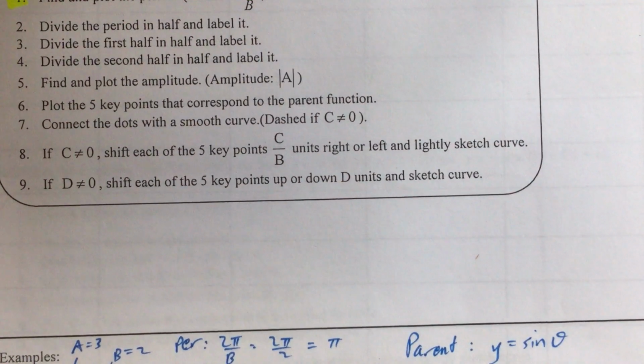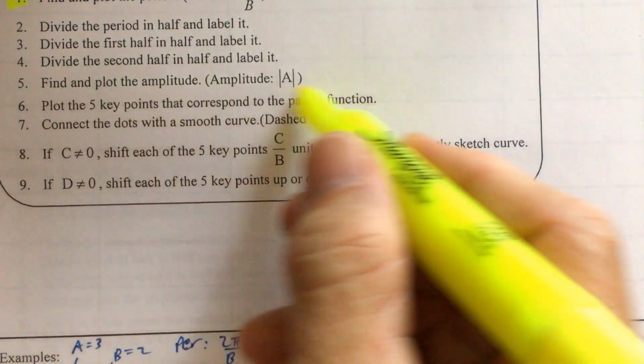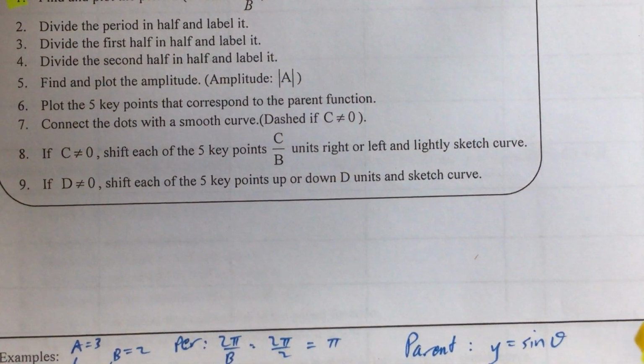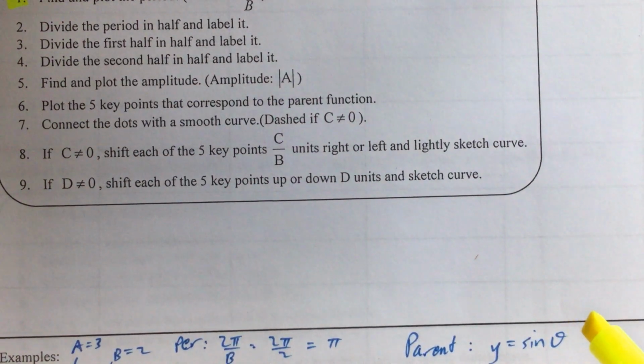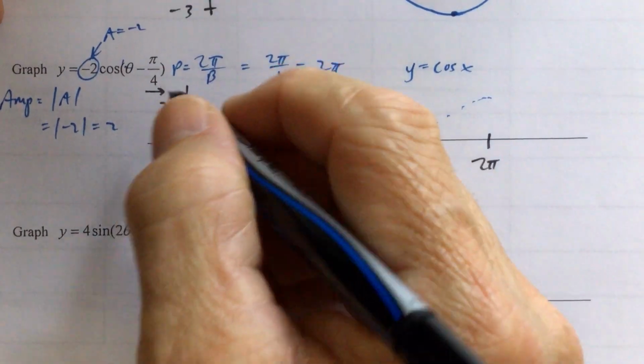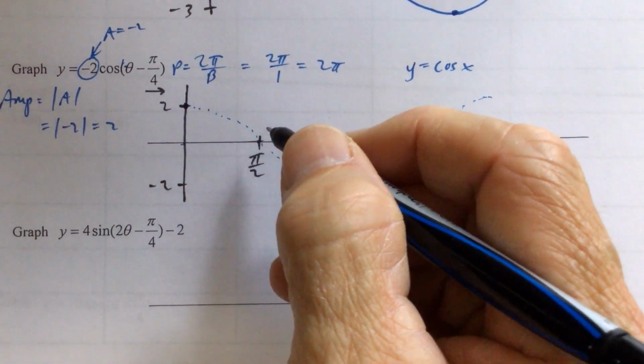So this is the part I'm looking at here. We plotted the 5 key points that correspond to the parent function, so we didn't actually do that part. So let's do that part first. So we plot the 5 key points.